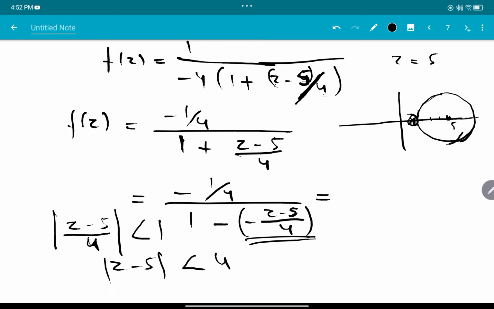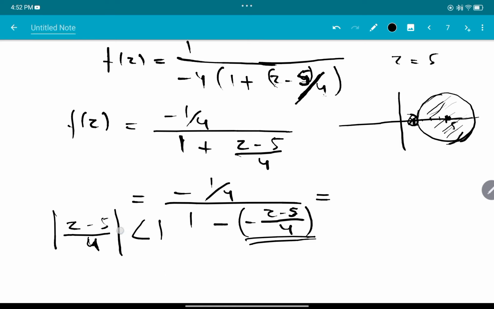That means the radius of the circle which has center at 5 should be less than 4. Is it? Yes. It is 1, 2, 3, 4, less than 4. That means it is just touching 4, but we have the disk less than 4. It is okay. It does satisfy our condition.